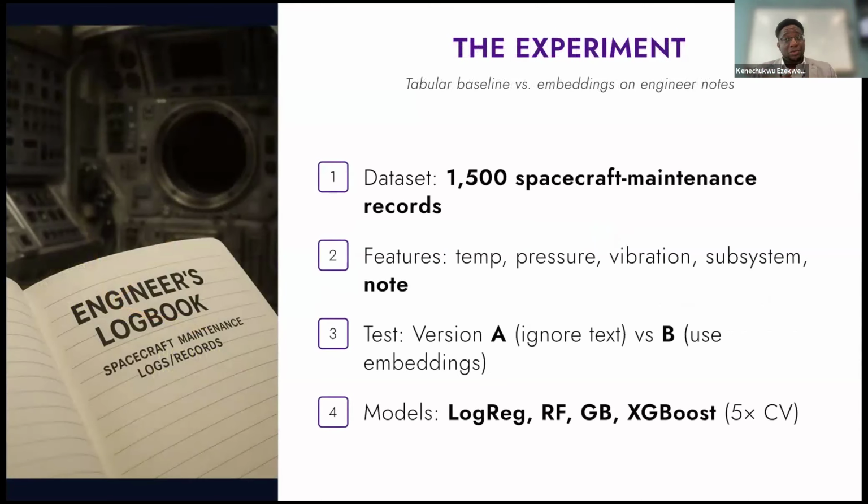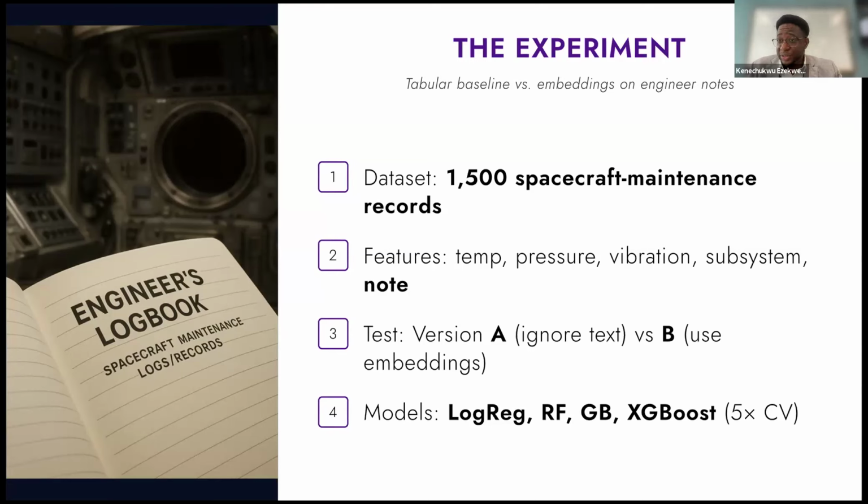To demonstrate the potency of this idea, I designed an experiment using 1,500 rows of spacecraft maintenance records. Synthetic records, of course, but designed for this experiment. The features of these records are temperature, pressure, vibration, the subsystem that could have the issue, and engineering notes that the engineers may just write, which is freeform and not exactly tabular data.